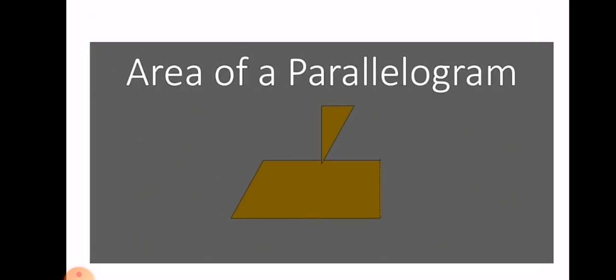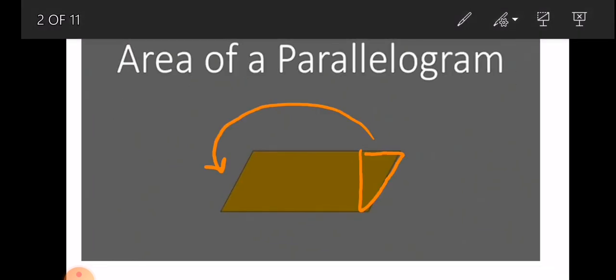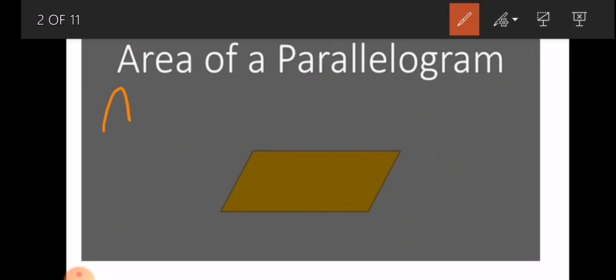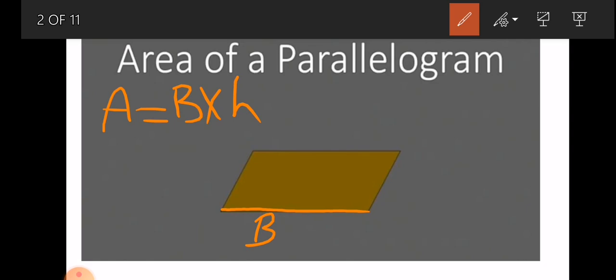But I want you to be careful. Wait, let's erase this. Yes. I want you to be careful while getting the area of the parallelogram. Why? Where is the base? This is the base. Where is the height? Is it this side? No, not correct. The height should be perpendicular to the base. It means the height with the base will give me a 90-degree angle.